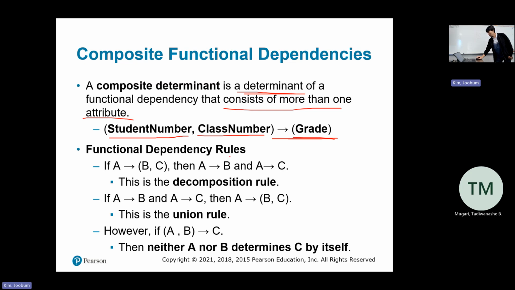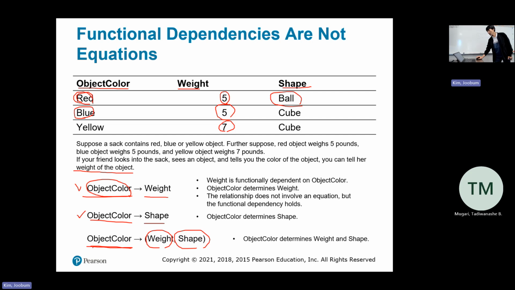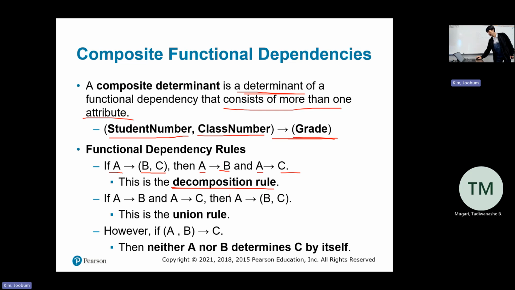And then there are some dependence rules. If determinant A determines B and C, in this case you can say that A determines B and A determines C. This is the decomposition rule. So for this one, the color determines weight and shape. In other words, you can say that color determines weight and color determines shape. This is a decomposition rule.